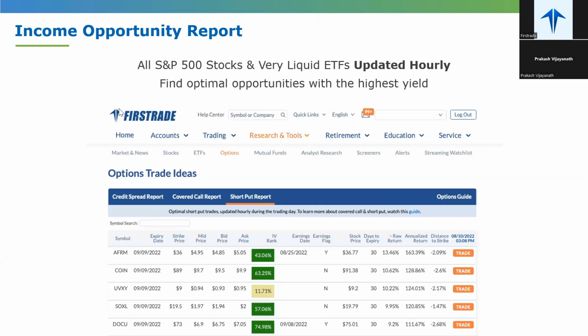Right, and finally, Options Play, in partnership with First Trade, we do have a short put report available for you, and this report does scan all S&P 500 stocks as well as very liquid ETFs. It's updated every hour and helps you find optimal opportunities with the highest yield. So it is by default sorted by raw return, but this report essentially allows you to help generate some ideas. So if you were to cycle down the report and, if you were to see, let me just try to get an example here.